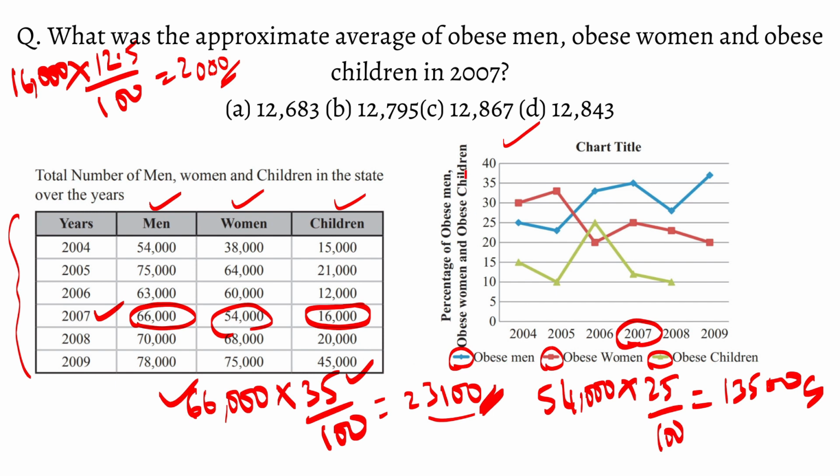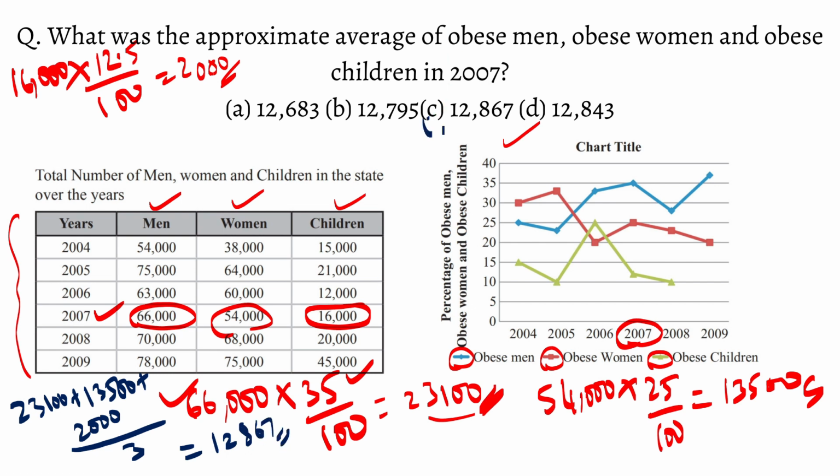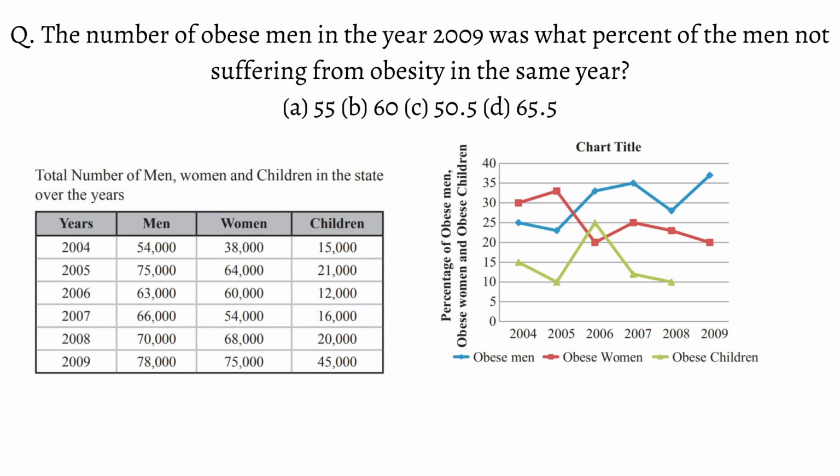Okay, so we know the total obese men, obese women and obese children. Now we are asked to find out the average of that. So let me write it here: total obese men 23,100 plus women 13,500 plus children who are obese 2000, divided by 3. So this will be equal to 12,867 approximately. So option C is the correct answer. Let's move on to the next question.